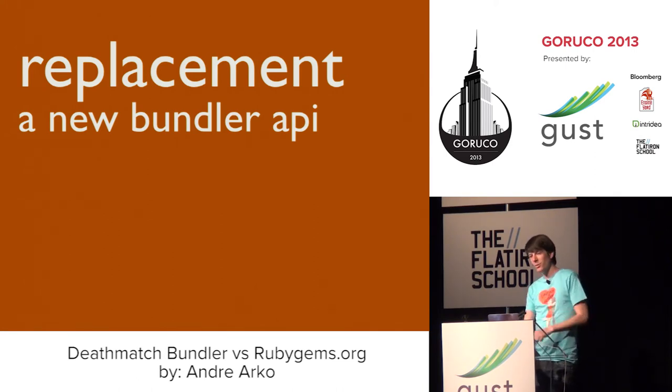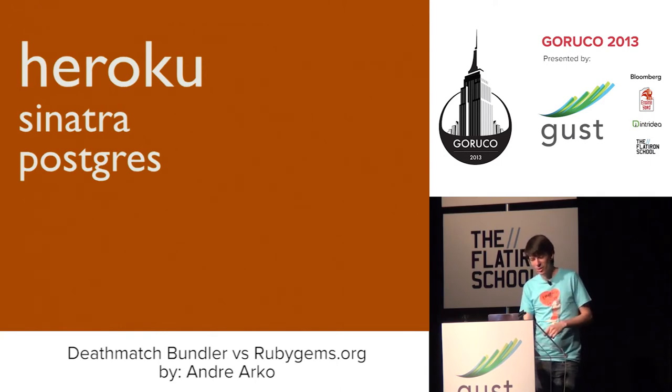We chatted with the rubygems.org guys and they actually said that that was okay with them, which, I guess, is good. So we built an app that we put on Heroku. It's a really simple Sinatra app. It's like, I don't know, one page maybe of code total. And it talks to a Postgres database with the same data format as the rubygems.org database has.